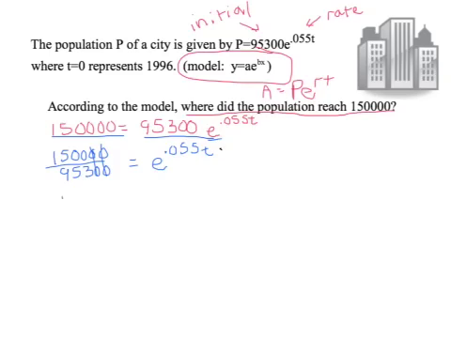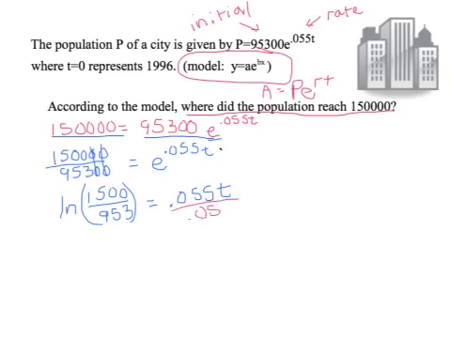I'm going to change this to logs to find ln of 1500 over 953 is equal to 0.055t. At this stage, we're solving for t, so focus on that side. I'm going to divide by 0.055 on both sides. And then I'll ask that you grab your calculator to find the approximate value. In this case, I believe it's about 8.2 years.